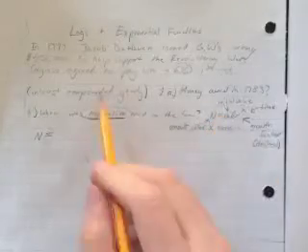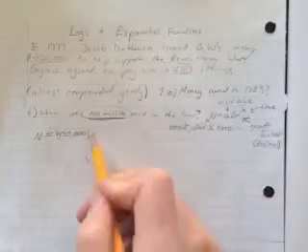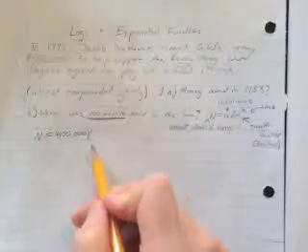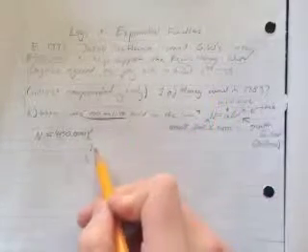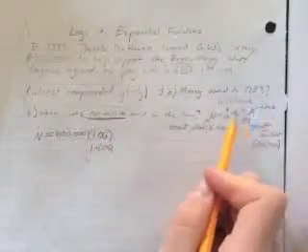N equals the initial value, which was $450,000, times the growth rate. Always do 1 plus your growth rate. So since ours is 6%, and we have it in decimal form, we're going to put 1.06 into the time.